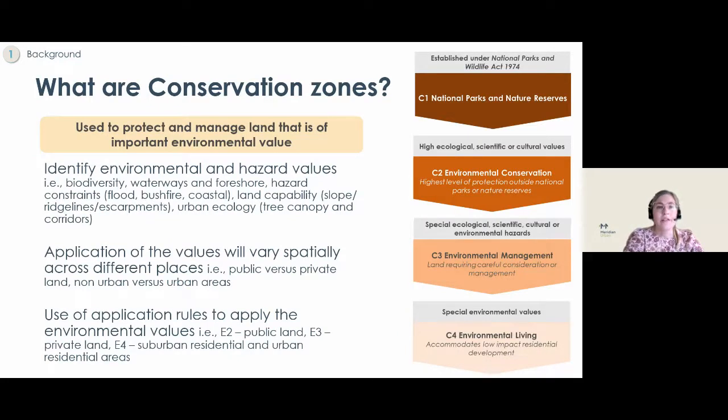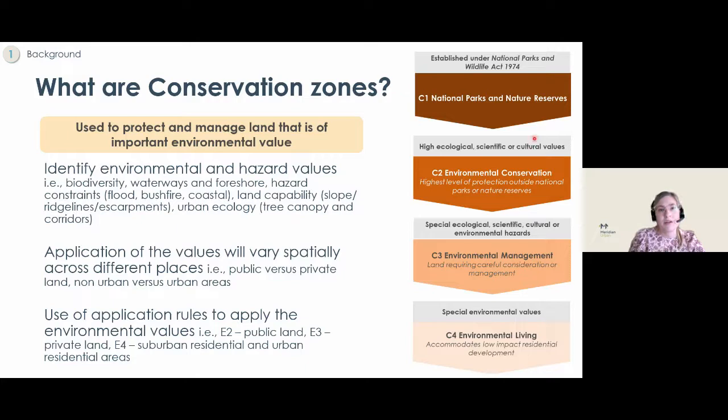What are conservation zones? Conservation zones, or C zones, are used to protect and manage land that has important environmental value. There are 4 conservation zones identified for land where the primary focus is the conservation and/or management of environmental values or natural processes. The C zones provide for varying levels of environmental protection and management.